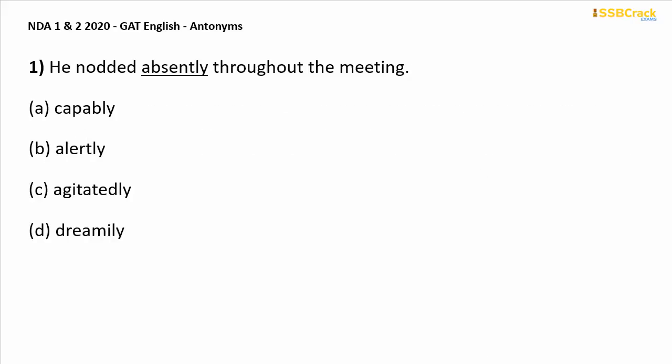So here you go. The first question is, he nodded absently throughout the meeting, and the word absently has been underlined. So you need to find out the opposite of the word absently. When you do something absently, you are not into the work, in the sense that you are not being attentive or you are not concentrating on the work that you are doing. So obviously the opposite of absently means some work that you are concentrating on, some work where you are doing it attentively. So here let's find out the opposite of the word absently.